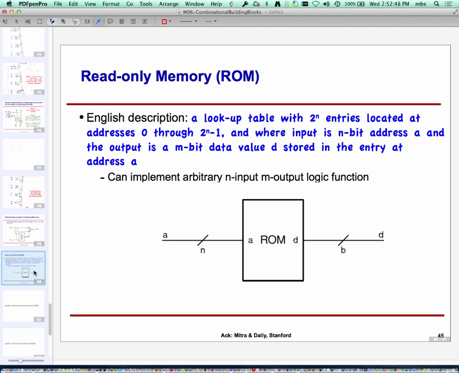All memories work this way. The rest of the stuff is about how they actually store the ones and zeros. One way, which DRAMs use, is by storing things in capacitors. There are other kinds of memories that store things differently. Okay, so that's how memories work.